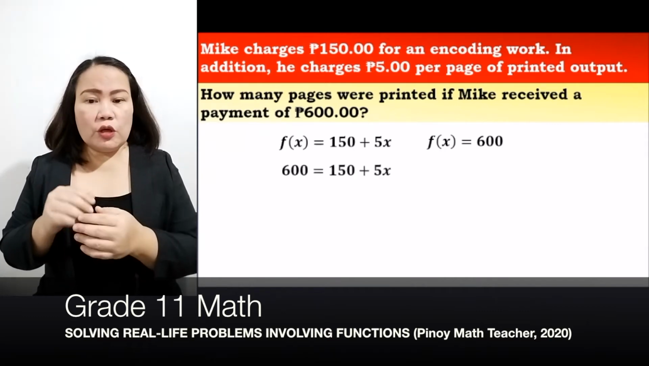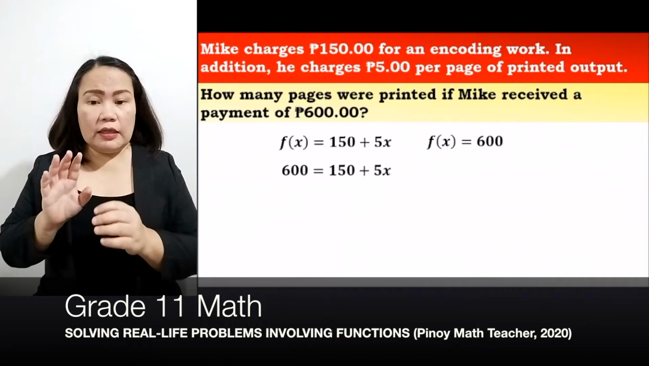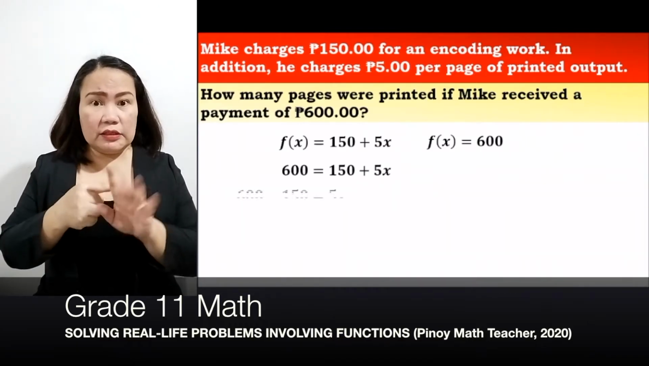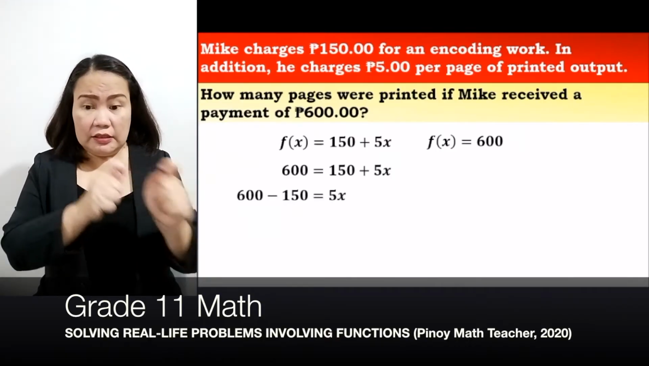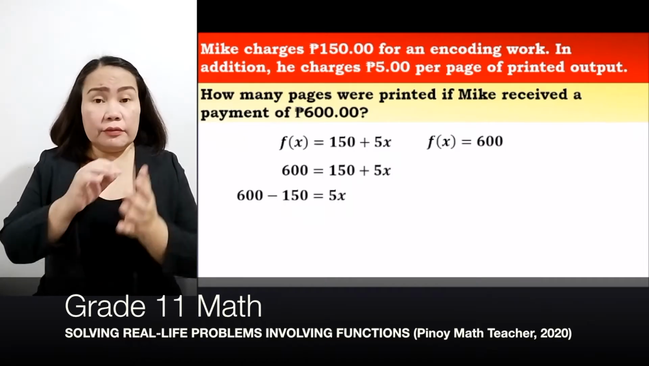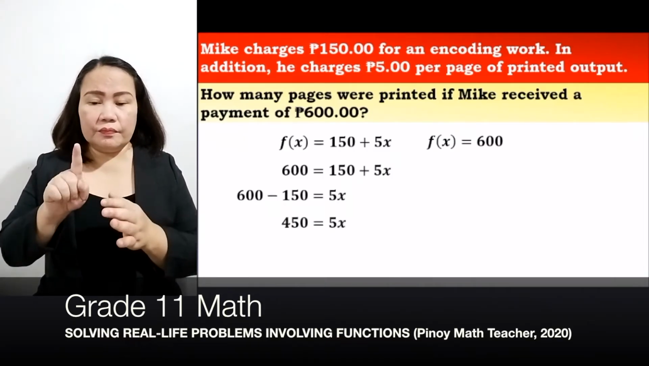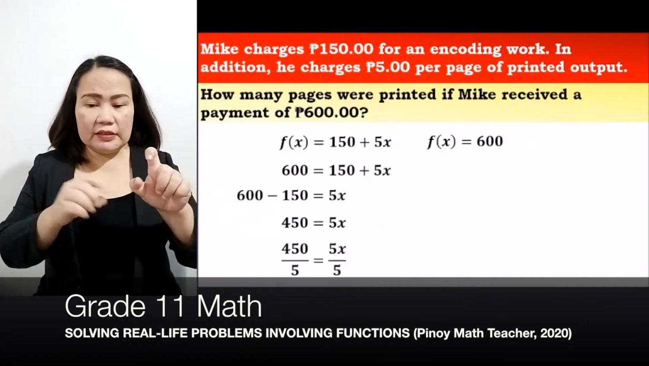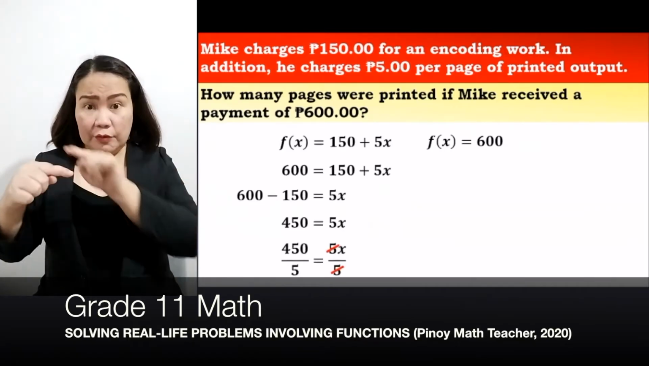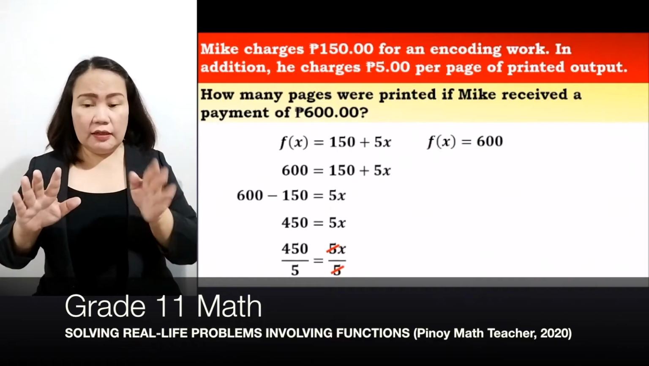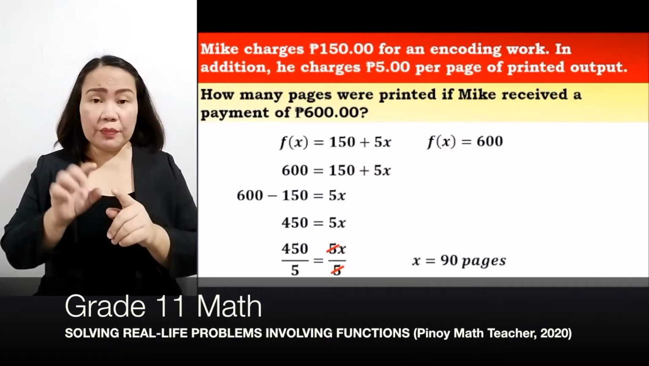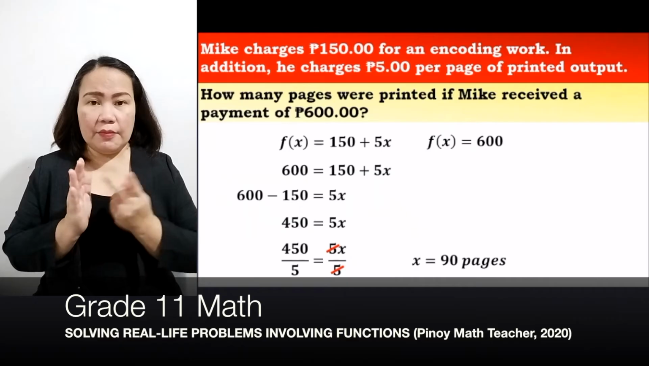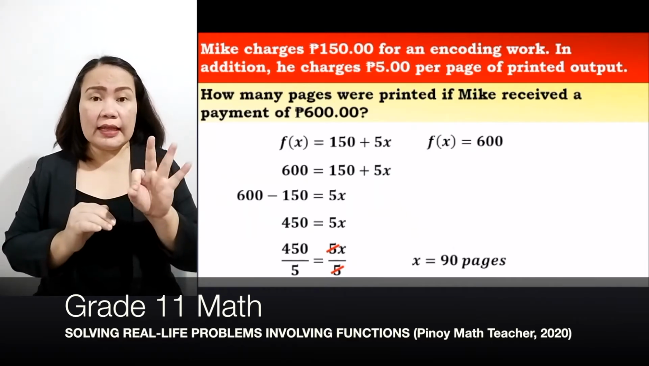Ayan, solve for x. Transpose natin yung 150 sa kabilang side ng equation. Next, kuhanin natin yung difference ng 600 at 150. Ayan. Divide natin both sides ng 5. Okay, so cancel na dito sa isang side. Sa kabila naman, 450 divided by 5, that is equal to 90. So, x equals 90 pages.